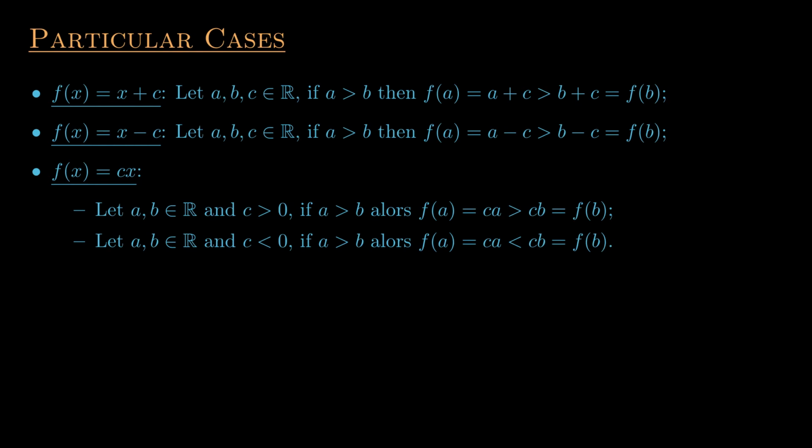And then finally, the last case, cx, is a little bit more tricky because based on the sign of c, the function is either an increasing function or a decreasing function. So if you have c greater than 0, it's an increasing function and the sign of the inequality stays the same, and if c is smaller than 0, then it's a decreasing function, and you have to flip the sign of the inequality.